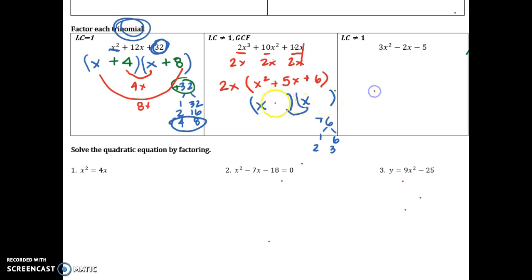Let's try the 2 and the 3. I put the 2 here and the 3 there. 2x times x is 2x, and x times 3 is 3x. 2 plus 3 is 5. So we got a plus and a plus.